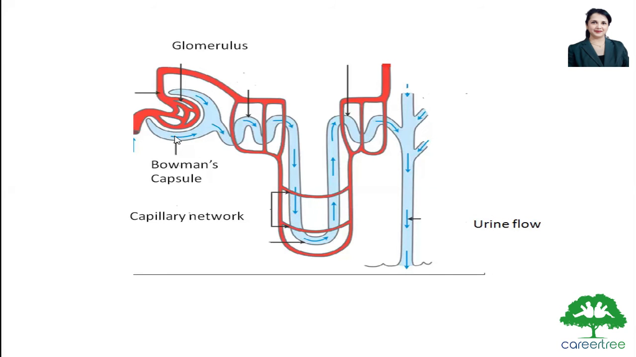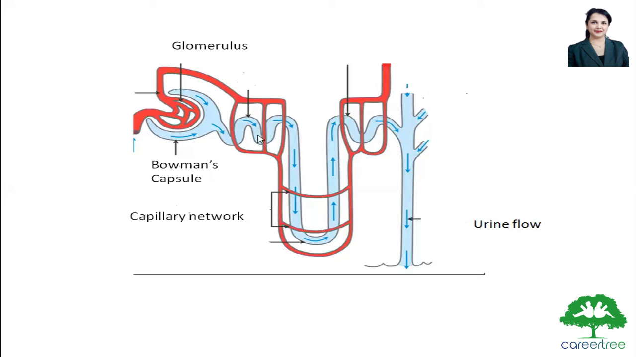The knot of blood capillaries present in the Bowman's capsule is known as the glomerulus. Bowman's capsule and glomerulus together are called the Malpighian capsule or renal capsule.